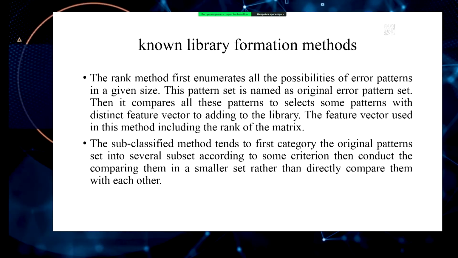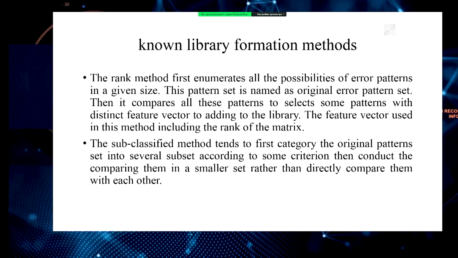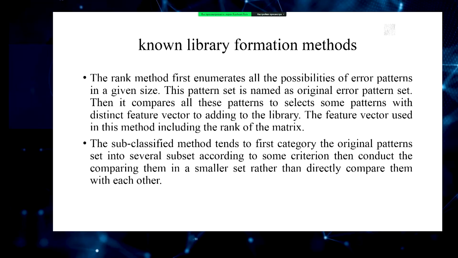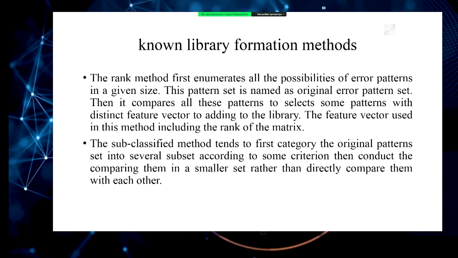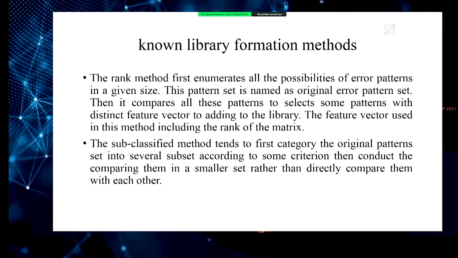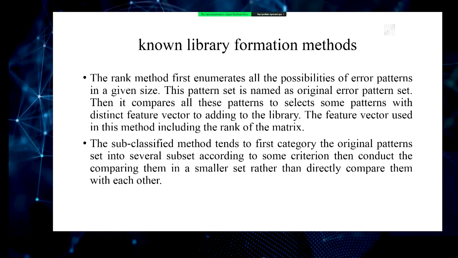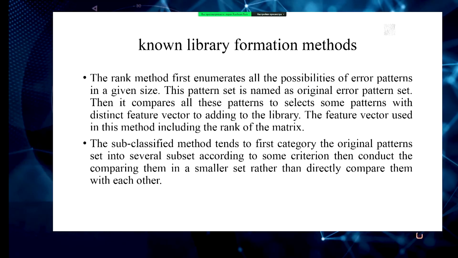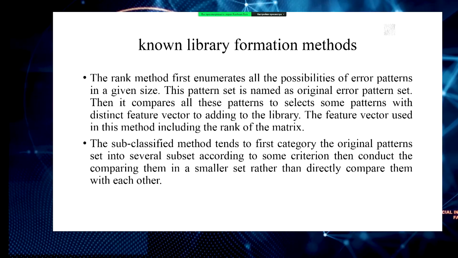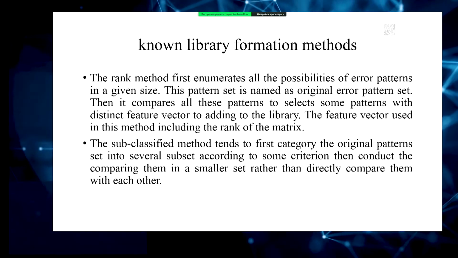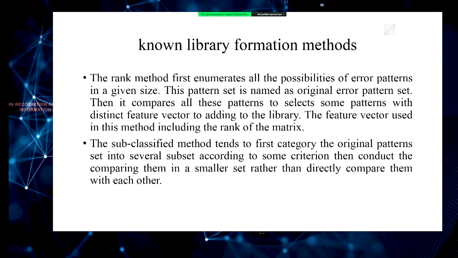We have compared our formation method with two known methods, the REC method and the subclassified method. The REC method first enumerates all the possibilities of error patterns in a given size. This pattern set is named the original error pattern set. Then it compares all these patterns to select some patterns with distinct feature vectors to add to the library. The feature vector used in this method includes the rank of the matrix.